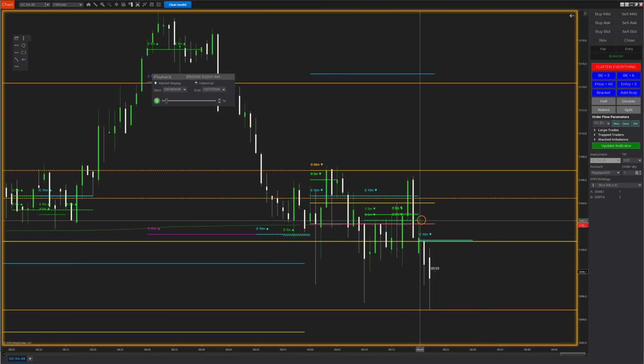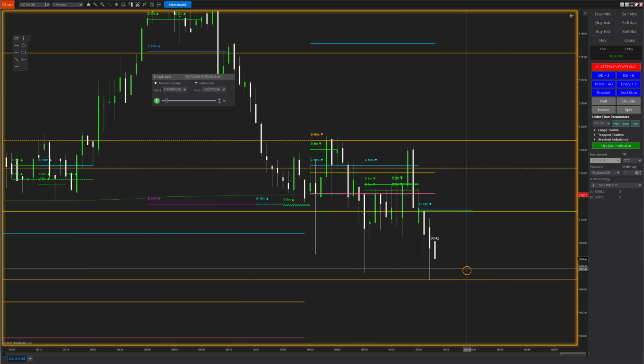Huh. Okay. So this came back up and wicked here. We still had the signal short with the POC. This was the right place to enter here at the pullback. No, it's still going. Let's see if we get another trade out of this.